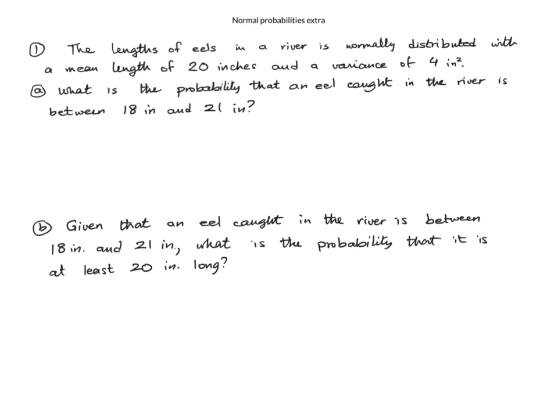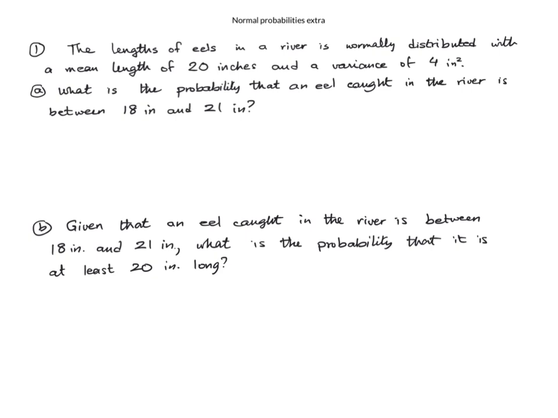In this video, we're going to do another normal probability example. So in this question, the length of eels in a river is normally distributed with a mean length of 20 inches and a variance of 4 inches squared. What is the probability that an eel caught in the river is between 18 and 21 inches?